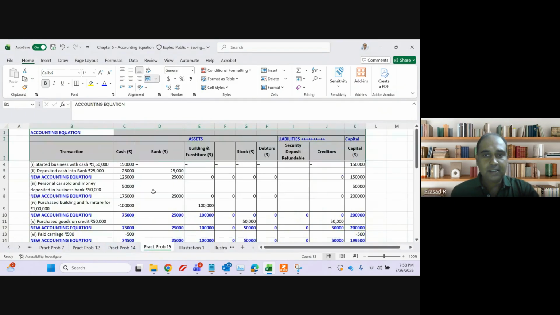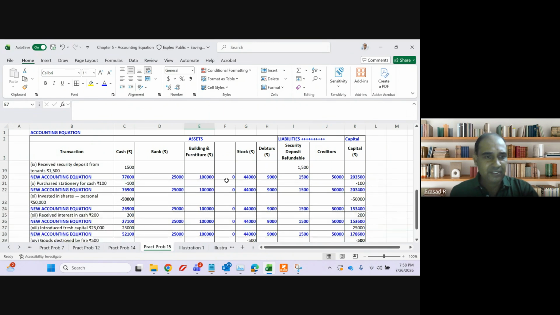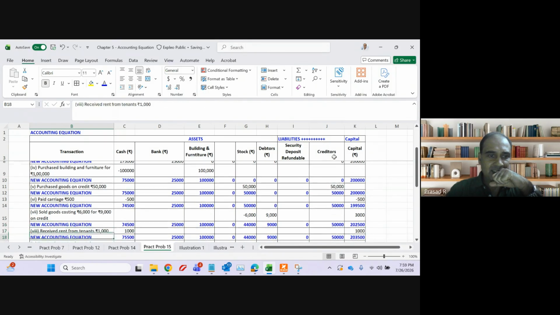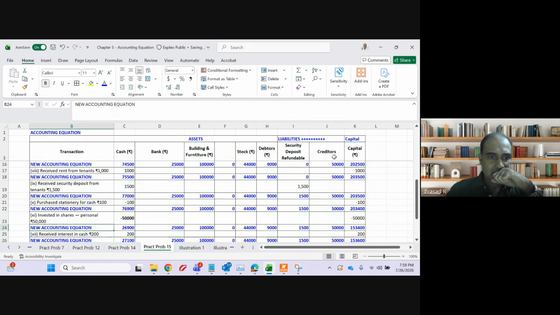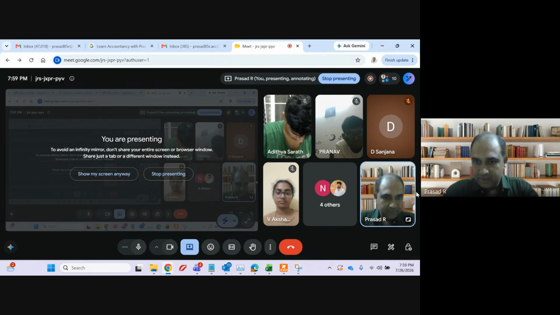The last one is practical problem 15. This I will just share with you. I think you will understand this, guys. Invested in shares personal is nothing but drawings. It will decrease my cash and decrease my capital. Clear? Other than that, the question is only lengthy, but there is nothing in that question.